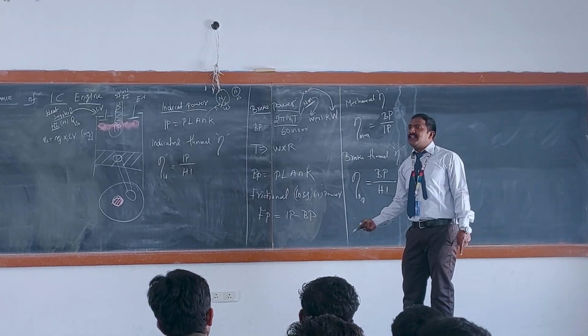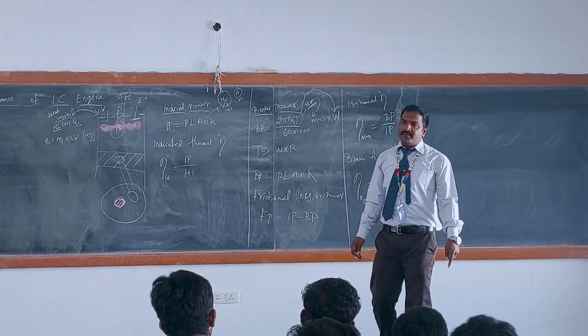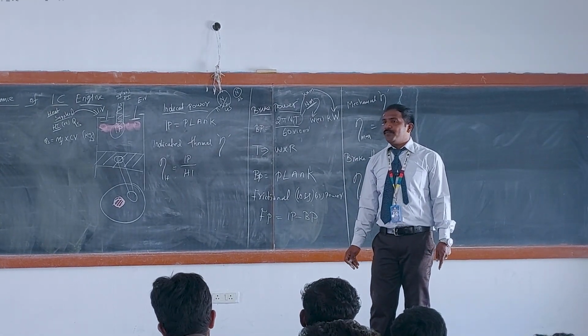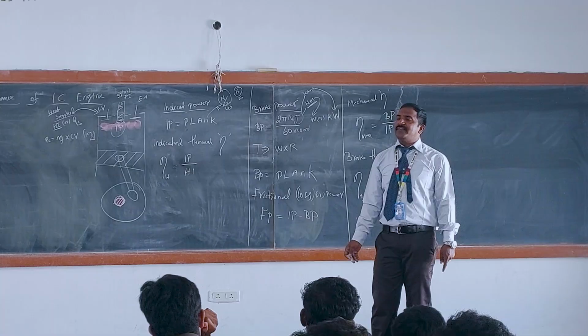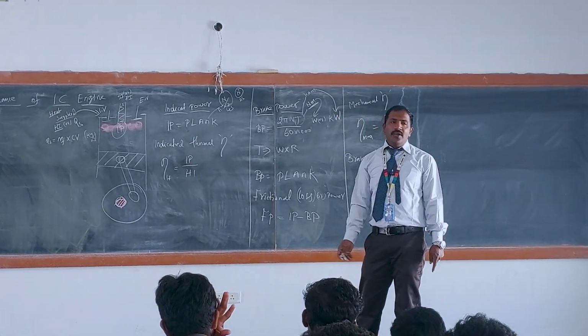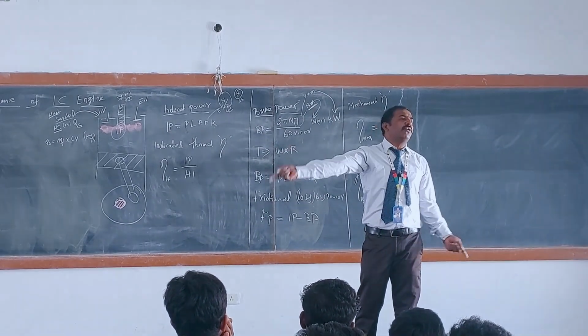Correct? Three power, three efficiency. This is performance. If people ask what is your relative efficiency, what is relative efficiency? That's nothing but the ideal efficiency divided by actual efficiency. If you want to go for actual efficiency, relative efficiency into ideal efficiency gives actual efficiency.